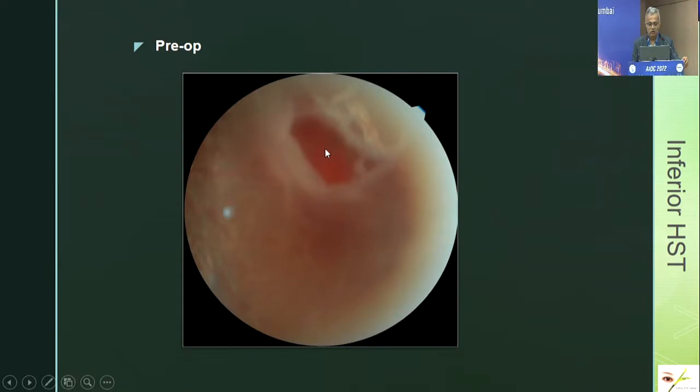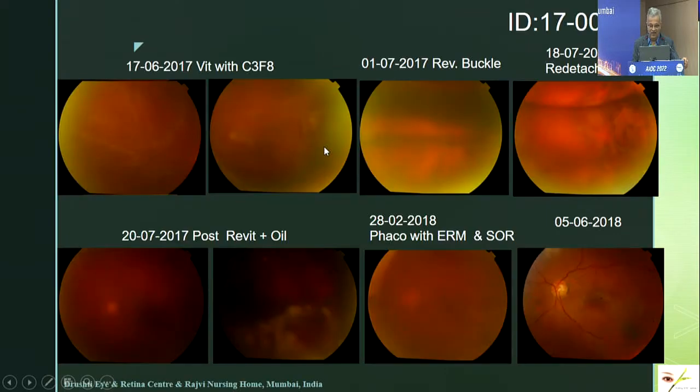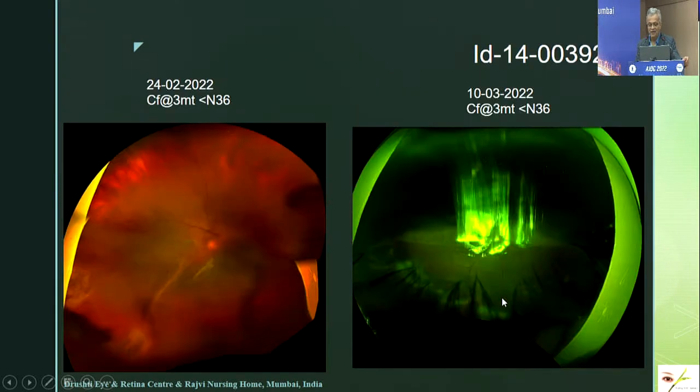Another patient with a large horseshoe tear inferiorly with PVR underwent 23 gauge vitrectomy with gas, and had shallow detachment inferiorly. There was no PVR, so I thought of putting only a buckle. So here a buckle was put, again had shallow detachment, so underwent vitrectomy with oil. Retina was attached, and he underwent cataract surgery with silicone oil removal and pucker removal and has remained attached. So many times you may need multiple surgeries also.